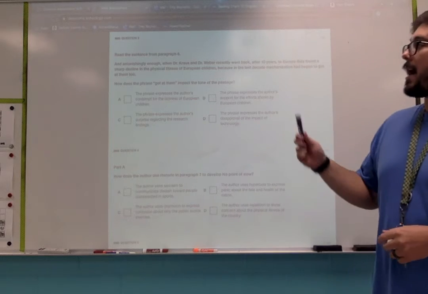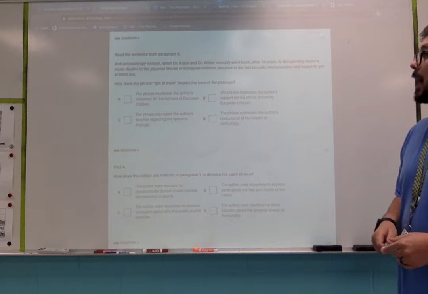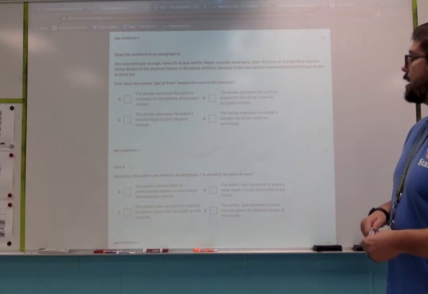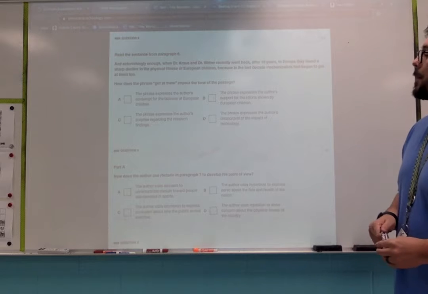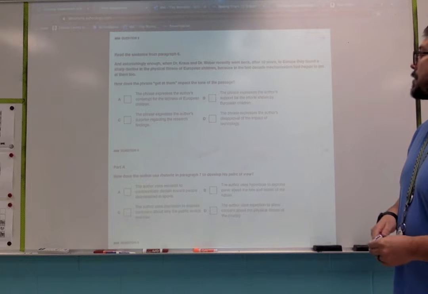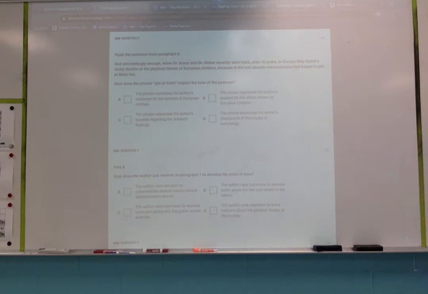Continuing on from there, then, we have question 3. Read the sentence from paragraph 6. And astonishingly enough, when Dr. Krauss and Dr. Weber recently went back, after 10 years, to Europe, they found a sharp decline in the physical fitness of European children, because in the last decade, mechanization had begun to get at them too.